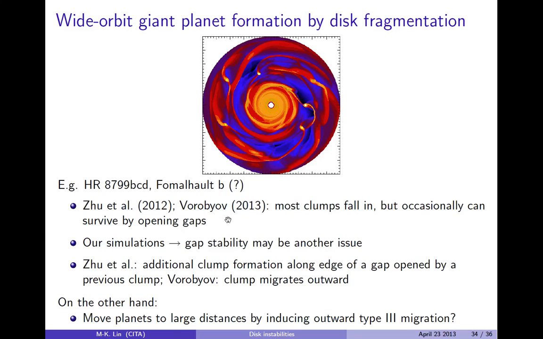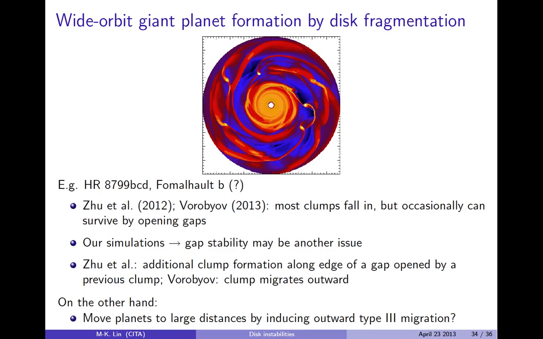Zhu and Vorobyov simulated this scenario. So they took a massive disk, let it fragment, and saw what happens to the fragments. And in most of the simulations, the fragments or clumps just fall in towards the central star. So the survival rate is actually pretty low. Only about 10% of the simulations show a giant planet surviving on a large orbit. And they only survive on a large orbit by opening gaps. So you've got a situation of a gap-opening perturber in a massive disk. So that's the scenario we've been looking at all this time.